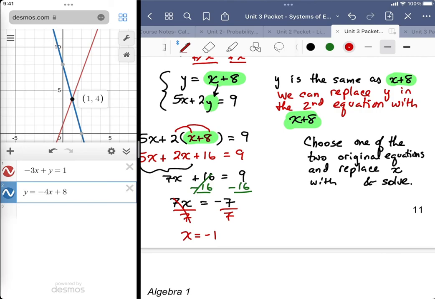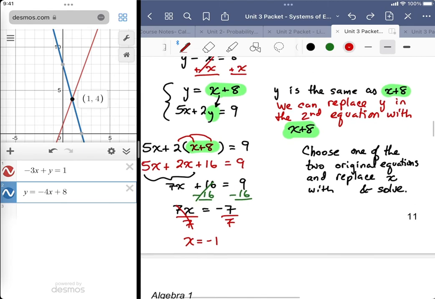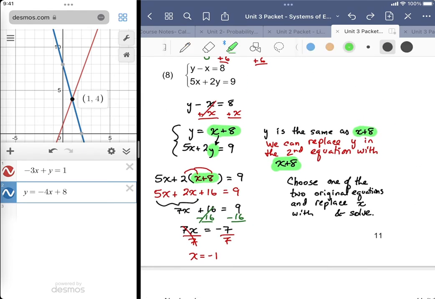All right, so I have an x value. I want to choose one of the two original equations and replace the x. This x turned out to be equal to a negative 1, which means every one of these x's is equivalent to a negative 1. Anywhere I see an x, I can replace it with a negative 1. It's just a question of which equation I want to work with. You want to work with the simpler of the equations, which looks like the first one, y minus x is equal to 8. You always want to go back to the original.